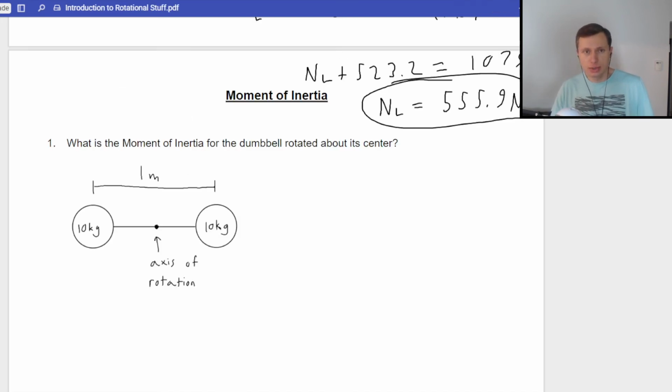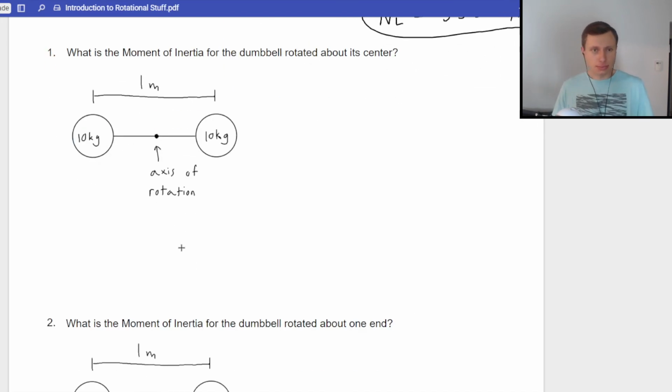So let's get into this question here. Number one, what is the moment of inertia for the dumbbell rotated about its center? So we see here we have a dumbbell, like 10 kilograms on each side, and we can assume that the bar is weightless, or else I would have included it. But the important thing is that the axis of rotation is in the center, and the whole thing is 1 meter long. So here's what I'm going to say for moment of inertia. I equals blank mr squared.